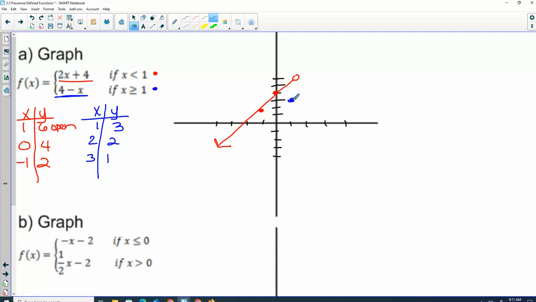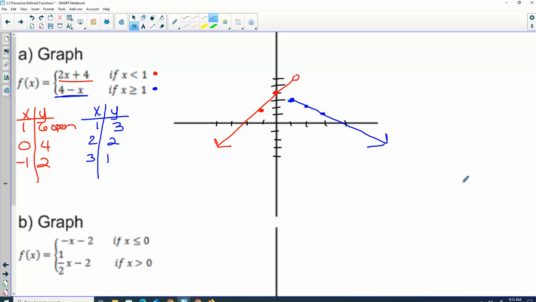So 1, 3, it's closed. 2, 2, 3, 1. Does this go both ways? No. It started at 1 and it was only true for things greater than 1. So we are only extending to the right where the x's are bigger than 1.